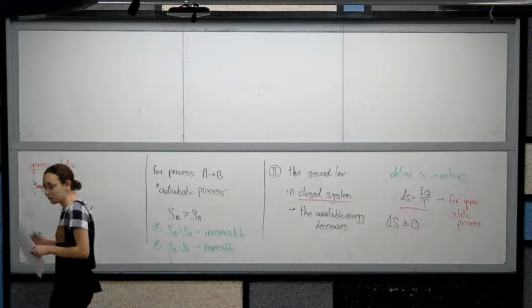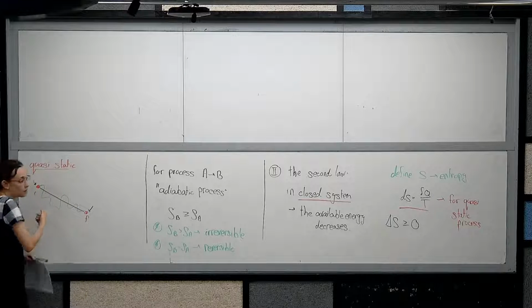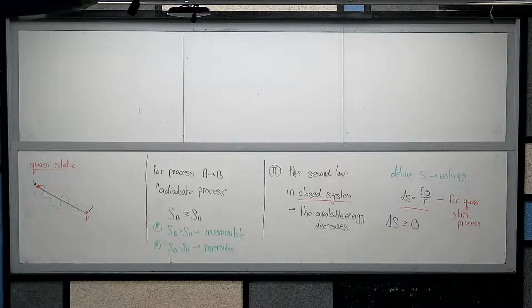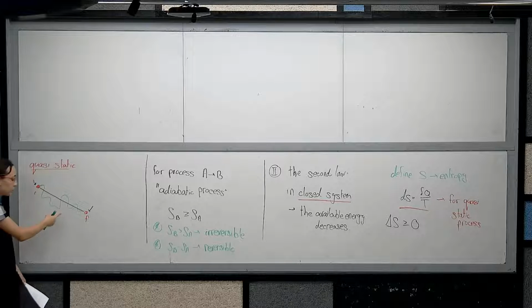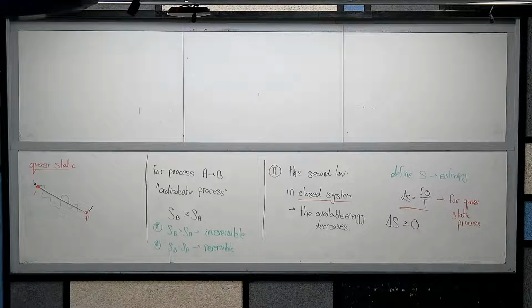And both of them can be quasi-static processes? Yeah, so quasi-static process is only a theoretical idea. Okay, it's just that we can use equations of equilibrium. So it can be irreversible. Yeah.